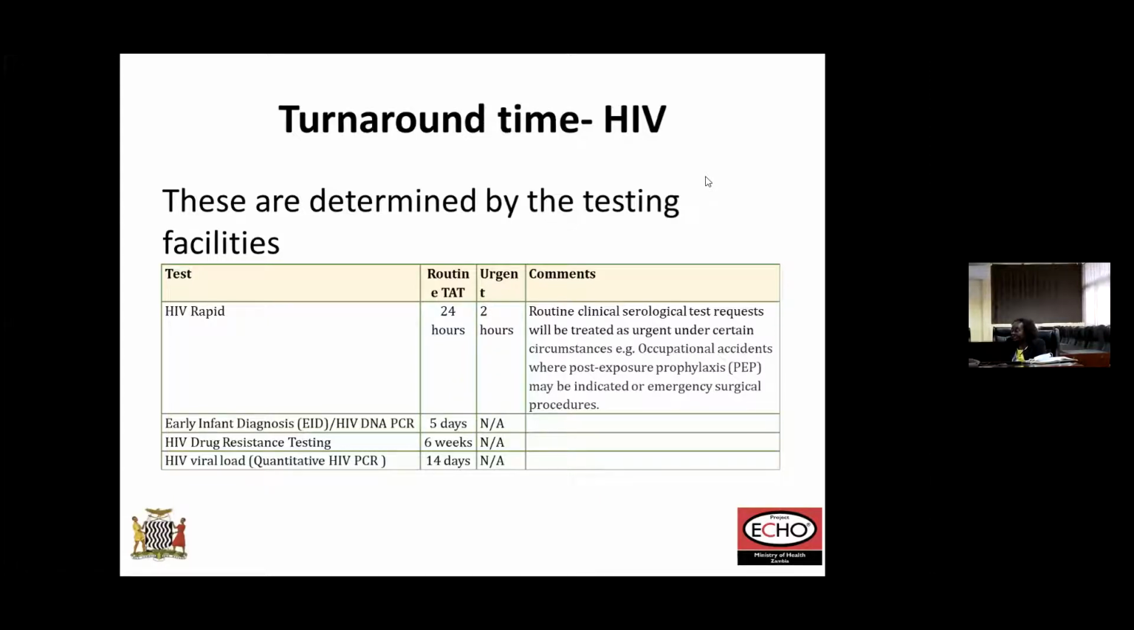If a clinician needs it, they need to come forward and tell us the reason why they would want us not to go by our defined turnaround times. But we felt that the 5 days for EID, 6 weeks for drug resistance and 14 days for HIV viral load should be okay. If not, please, you can always communicate. We do love customer feedback so that we can adjust these turnaround times.